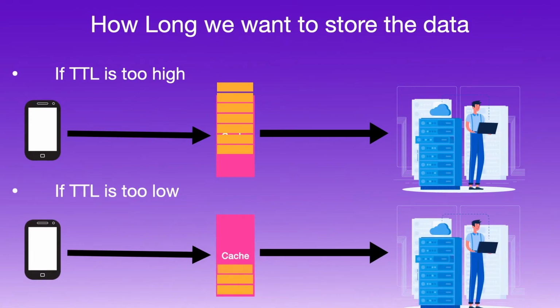If the TTL is too low, the cached response will be removed from the memory in very little time, and we will not end up serving a lot of requests from the cached response, and this will also end up impacting our cache hit ratio.